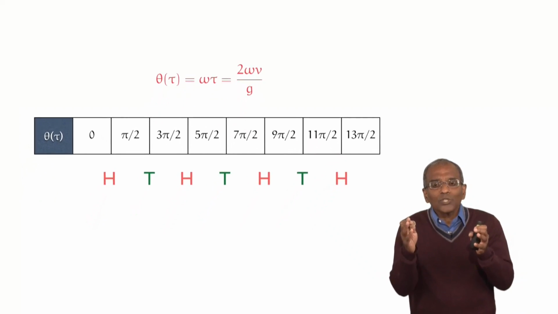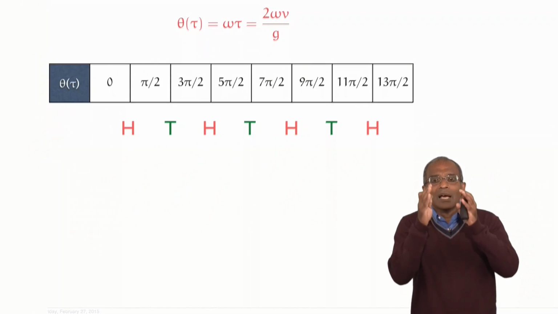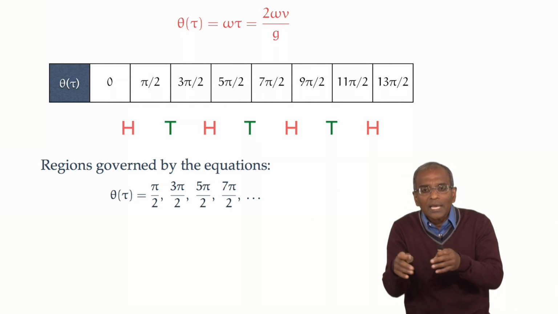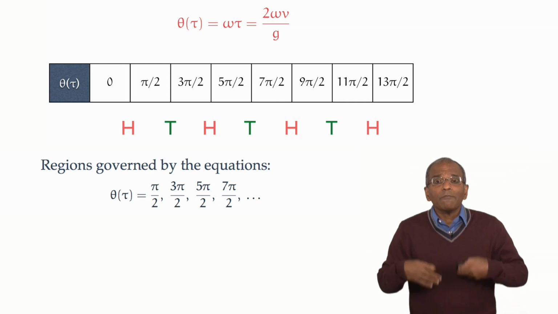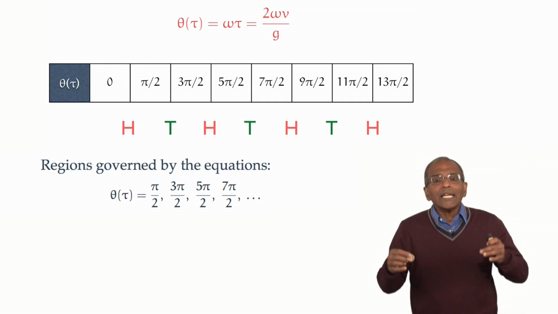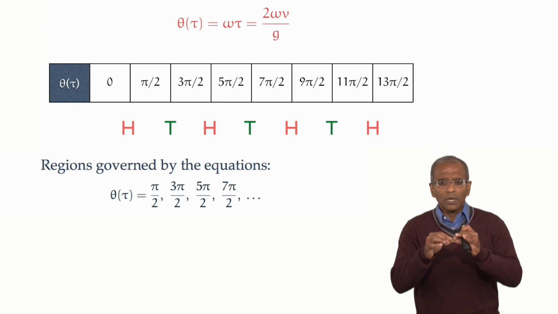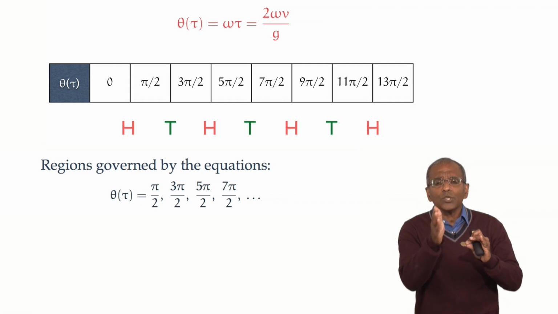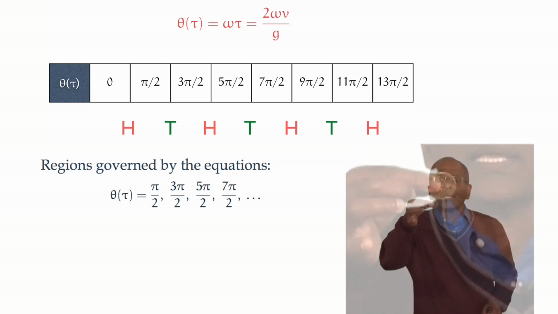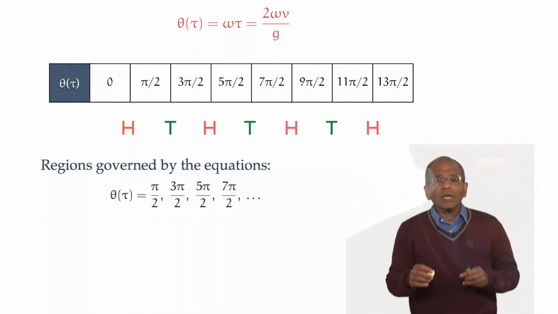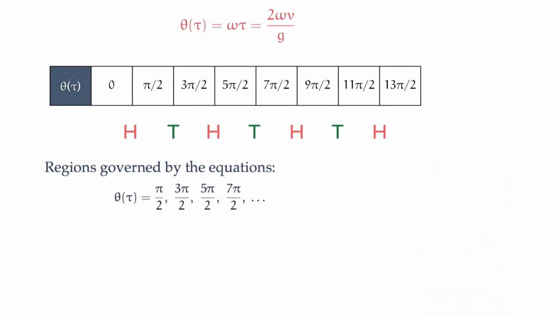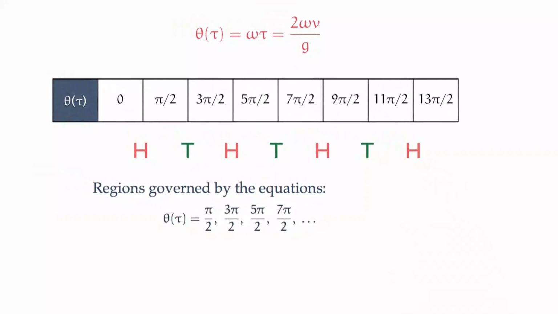The critical points, of course, are right at angles 90 degrees, 270 degrees, and so forth. Right at angles pi over 2, 3 pi over 2, 5 pi over 2, and in general, any odd multiple of pi over 2. And so it behooves us to consider what the equations say right at those branch points where we're teetering on the edge between a head and a tail. So we'll want to solve the equations where theta of tau is exactly an odd multiple of pi over 2.